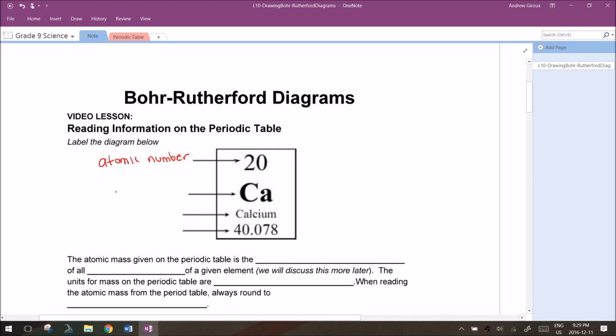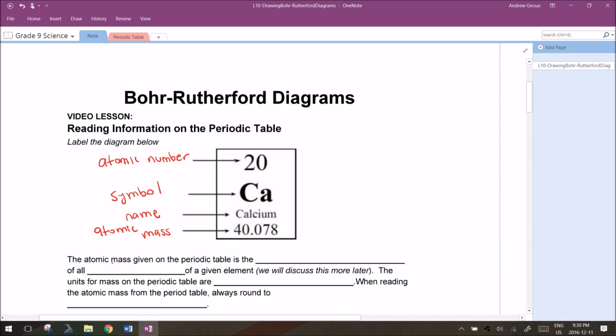Ca is the symbol for the element calcium. So this here is the name of the element, which is calcium. The last piece on the bottom here is the atomic mass. So in this case, calcium has an atomic mass of 40.078.